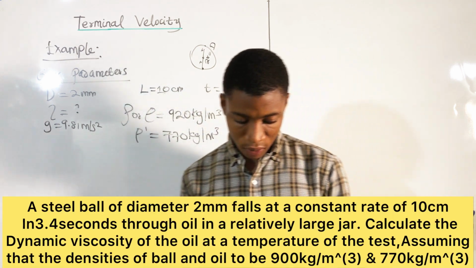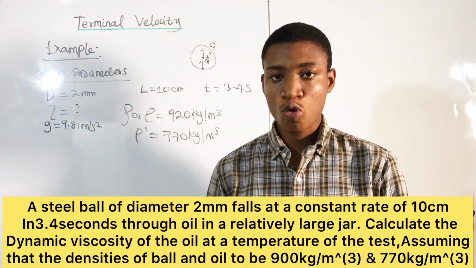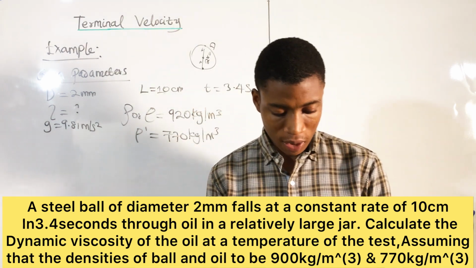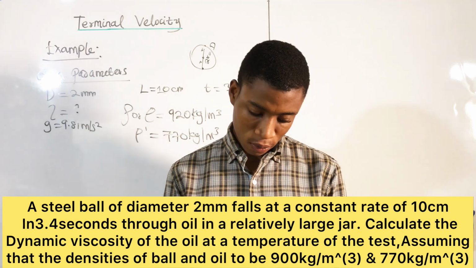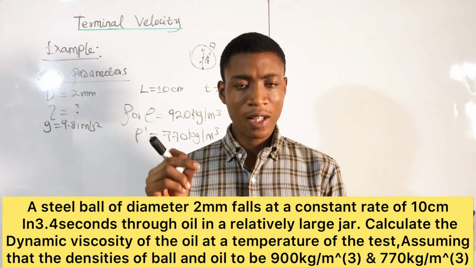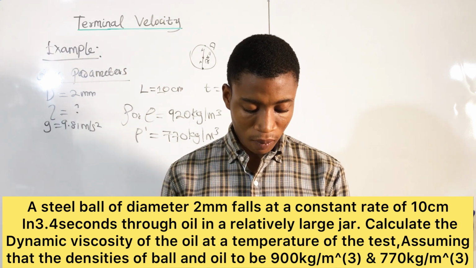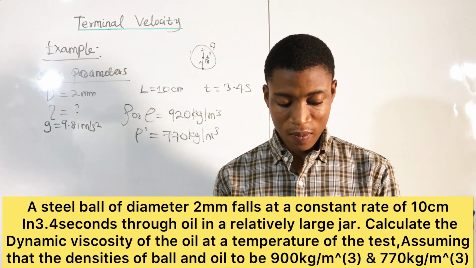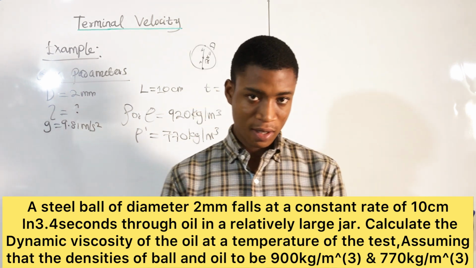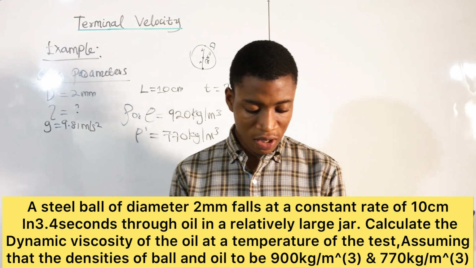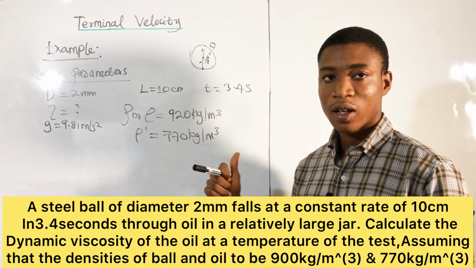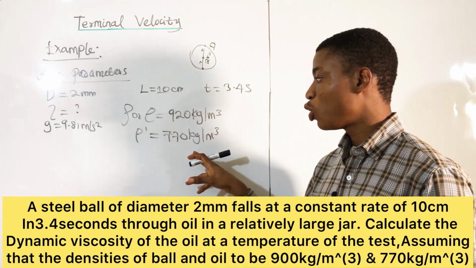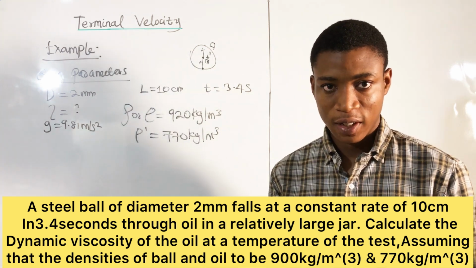A steel ball of diameter 2 millimeters falls at a constant rate of 10 centimeters in 3.4 seconds through oil in a relatively large jar. Calculate the dynamic viscosity of the oil at the temperature of the test, assuming that the densities of the object and the oil are 920 and 770 kilograms per meter cubed respectively.